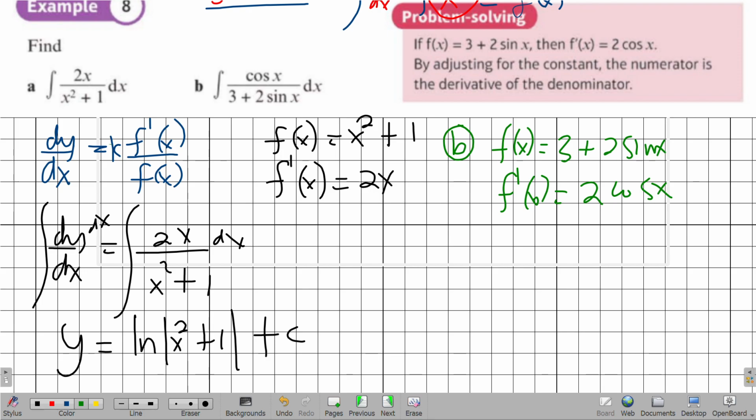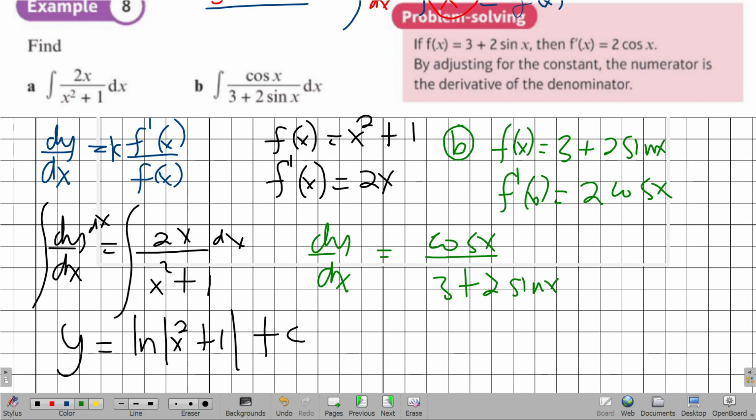So the integral dy over dx, let me call it dy over dx, which is what? Cos x over 3 plus 2 sine x. It is of this form. It doesn't matter there is no 2 here. We will always readjust for that. But what we know is there is a relationship that says f prime of x over f of x.